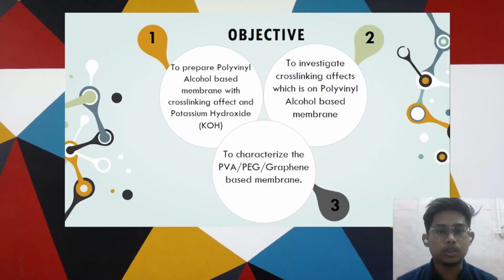Okay, next we go to the objective of the study. First is to prepare polyvinyl alcohol-based membrane with cross-linking effect and potassium hydroxide, to investigate the cross-linking effect on polyvinyl alcohol-based membrane. And lastly is to characterize the polyvinyl alcohol, polyethylene glycol, and graphene-based membrane.